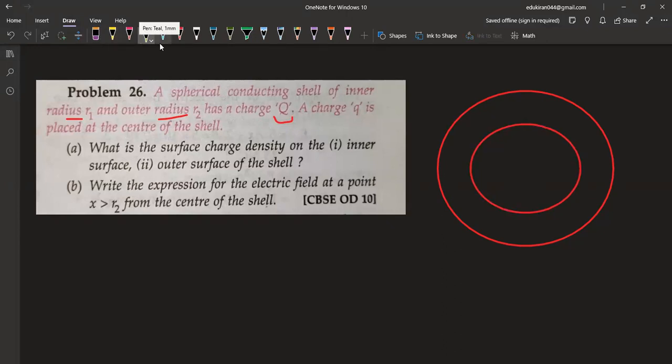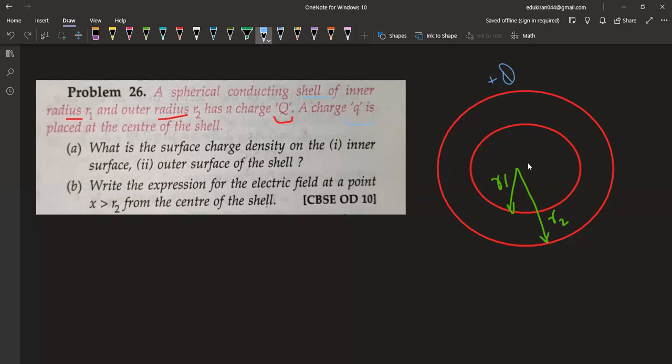Now, this has radius R1 and this has radius R2. So, a conducting shell of inner radius R1, outer radius R2 has a charge plus Q. One thing for sure is that induction will be occurring. So let's take a charge small q, which is placed at the center.